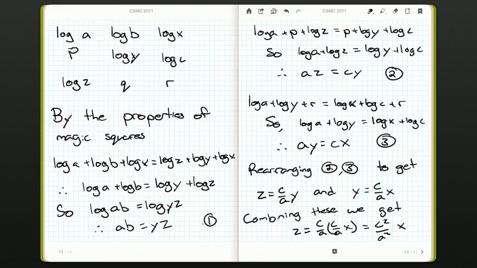What about this third one over here? AB equals YZ. Well, we have Z in terms of A, B, C and X, and we have Y in terms of the A, B, Cs and X. So we could substitute both of these into 1 and get an expression for X just in terms of A, B, and C. Once we have X in terms of A, B, and C, then we can get Y, and then we can get Z.